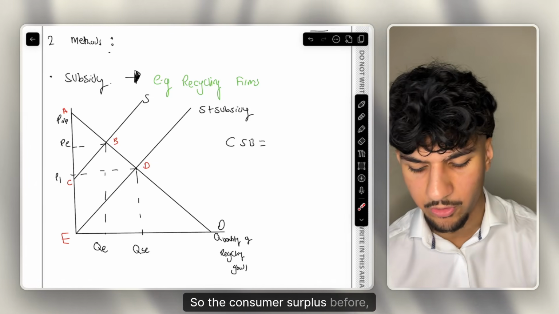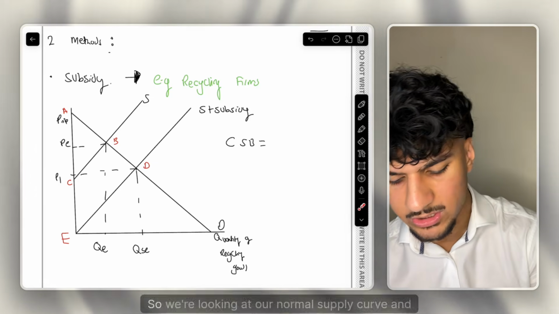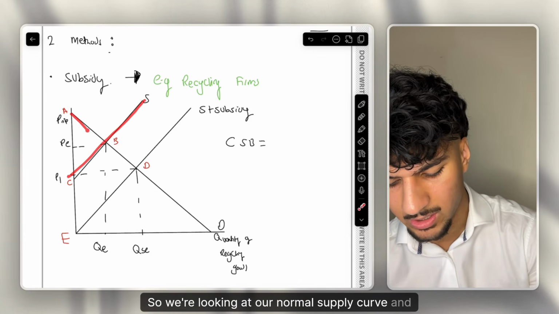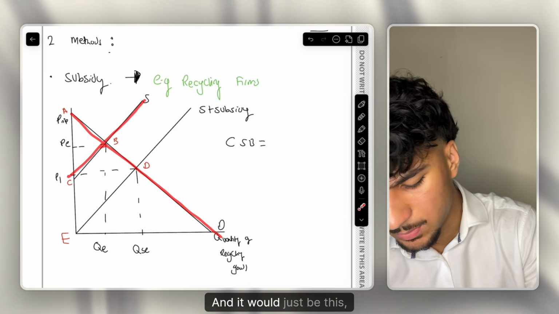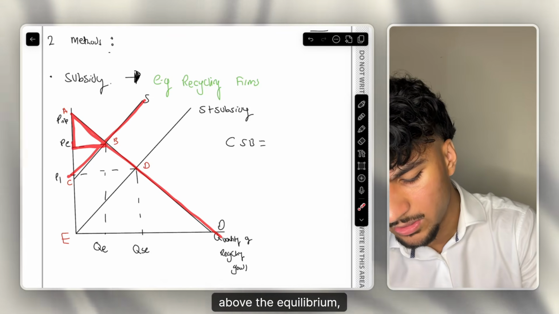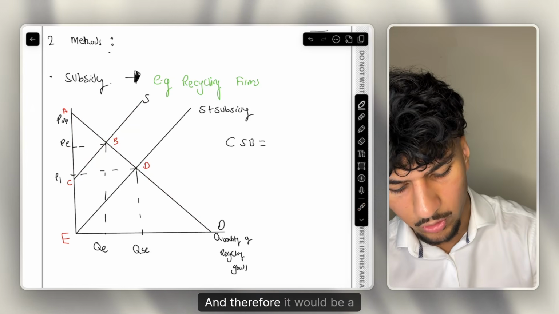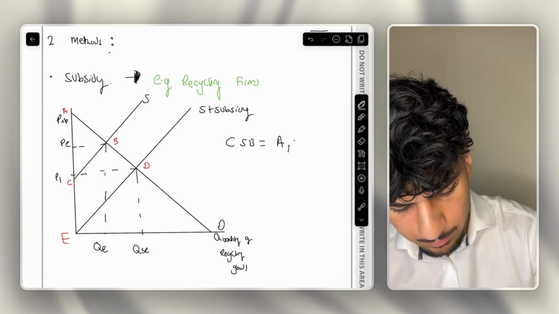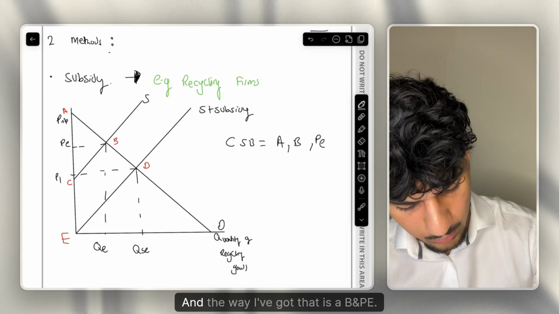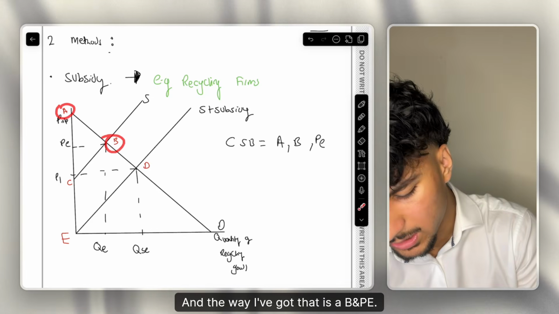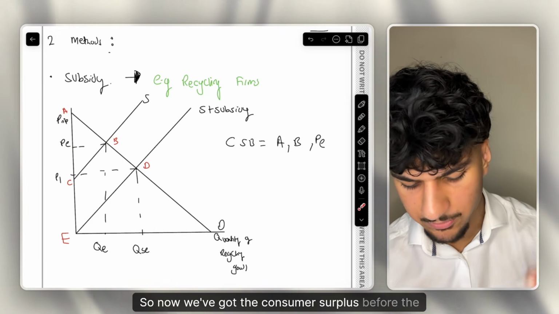So the consumer surplus before, of course, how do you find it out before? So we're looking at our normal supply curve and then our normal demand curve, and it would just be this above the equilibrium, the triangle above the equilibrium. Therefore, it would be A, B, and PE. And the way I've got that is A, B, and PE. So now we've got the consumer surplus before the subsidy.